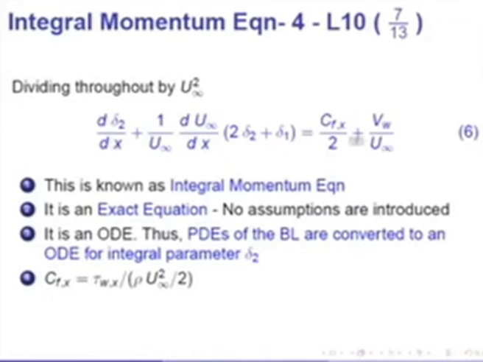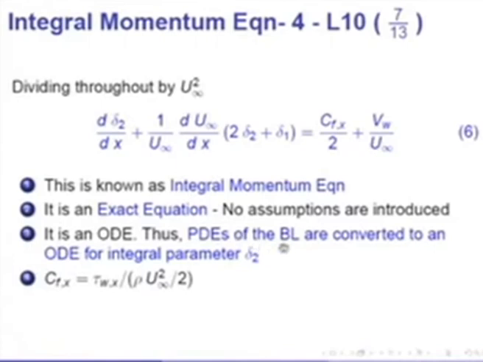Each term now is dimensionless. U infinity has the velocity dimension, delta 2 and delta 1 have length dimension, and so does x. So, the term is dimensionless, and so are the terms on the right hand side completely dimensionless. It is this equation which is known as the integral momentum equation. It is an exact equation because we have not introduced any assumptions in its derivation. We have simply integrated the partial differential equation from 0 to L, because all quantities vary only with x.